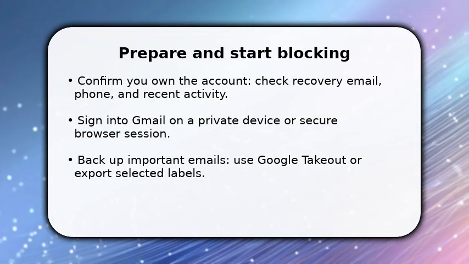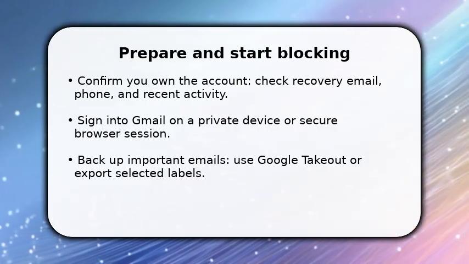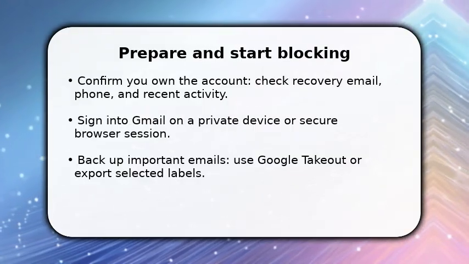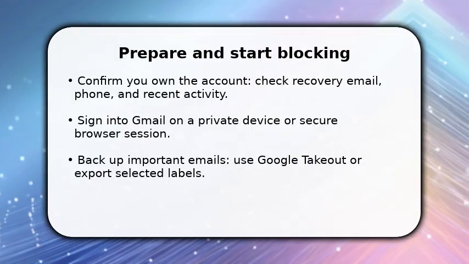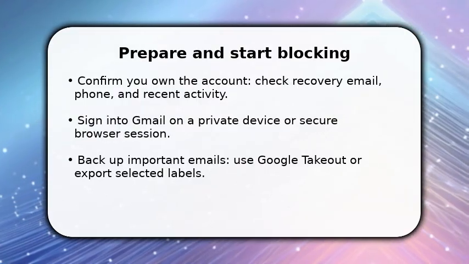You begin by proving this is your Gmail and collecting backups. Sign into the account on a secure device, then export crucial messages with Google Takeout or label-based export. Once done, make sure recovery phone and email are current so you don't lose access while blocking.